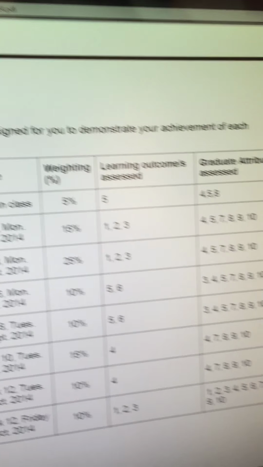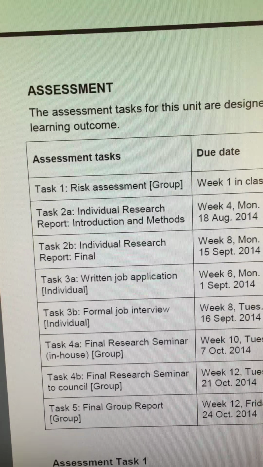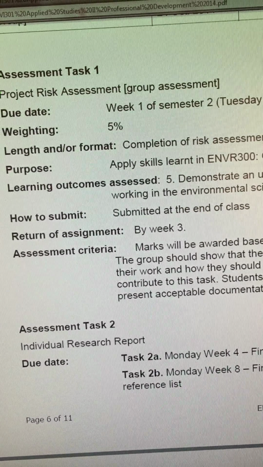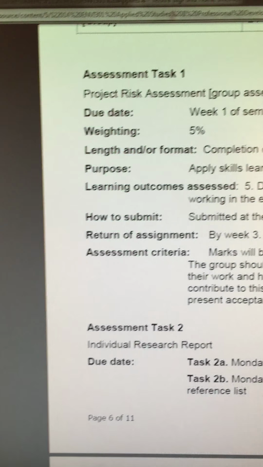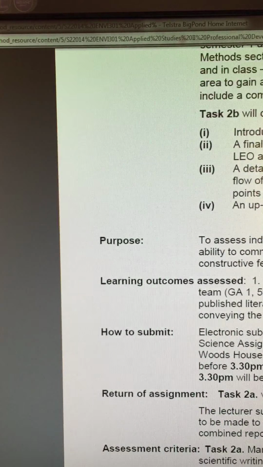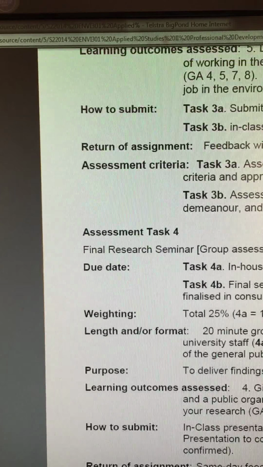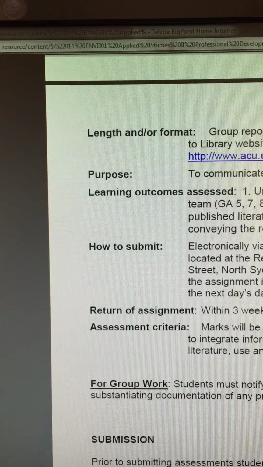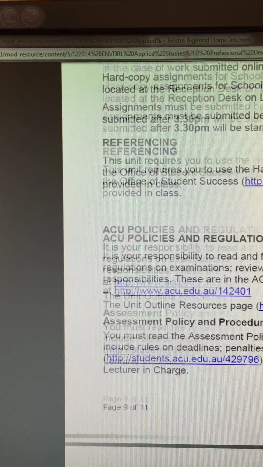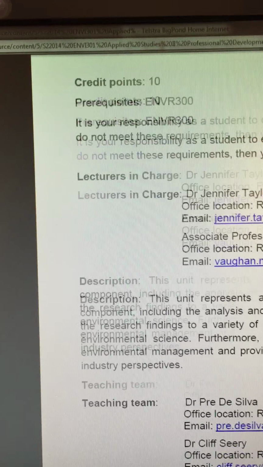So you can see that that's something that students are reminded of that they need to have submitted. I'm just trying to find an example of that. Anyway, it's in their course unit outline.